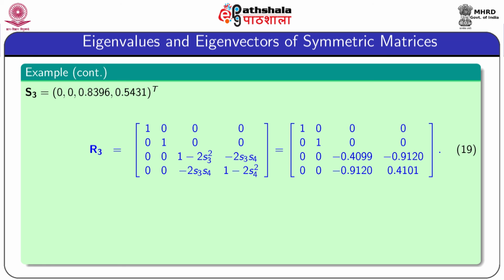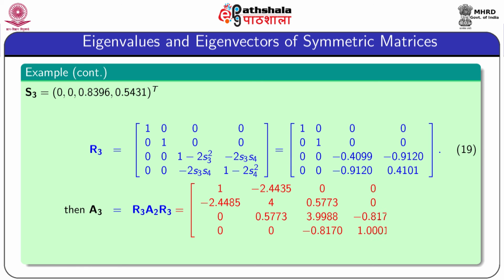Then the rotational matrix R3 is given by equation number 19. Note that the first two rows and first two columns are 0 except the diagonal elements. Then the matrix A3 equals R3 into A2 into R3. After simplification, this matrix is given by equation number 20. Note that the matrix A3 is a tridiagonal matrix. This is the required real symmetric tridiagonal matrix.